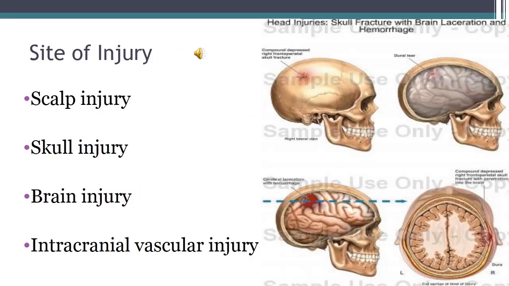Traumatic brain injury can occur at any site of the mentioned anatomical layers of the scalp and the cranium. It can cause scalp injury, represented by different types of fracture, or it can cause brain injury with its many different types, or it can cause injury to the vascular system intracranially.